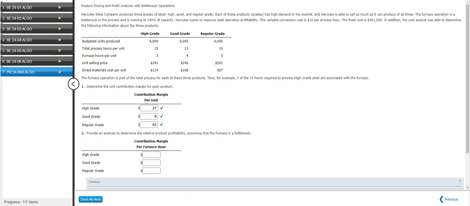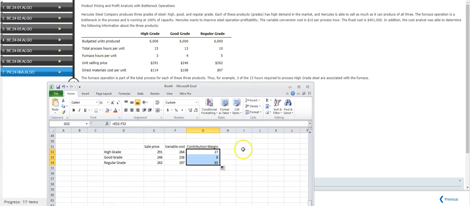Alright, now we have the contribution margin per unit. The rest of this is easy. What we're going to do is figure out the bottleneck hours. You can call it furnace hours, but I'm just going to call it the generic bottleneck hours, that way you can apply it to another problem. If it's not furnace hours, it's something else. So bottleneck hours for the first one is 3, then 4, then 5. What we want to maximize is the contribution margin per bottleneck hour.